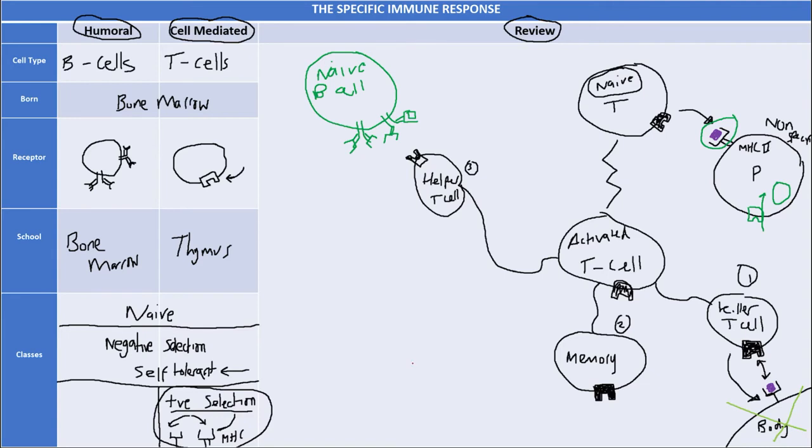pathogen. So let's draw that in red. Let's draw this as a virus, for example. There's a virus, and there's its spike proteins on it. Blah, blah, blah. And what happens is that this naive B cell then presents it on MHC2. So let's do the same colour.